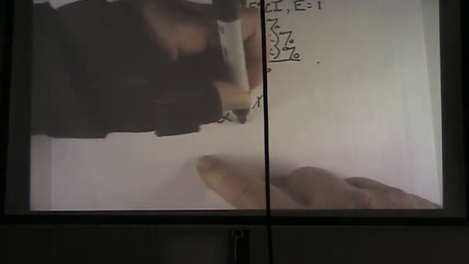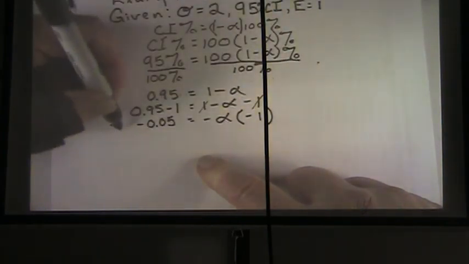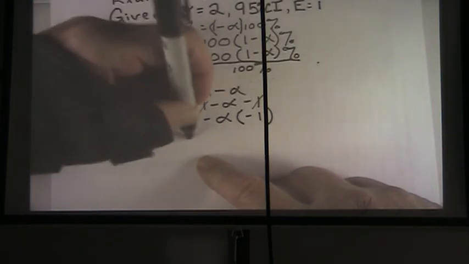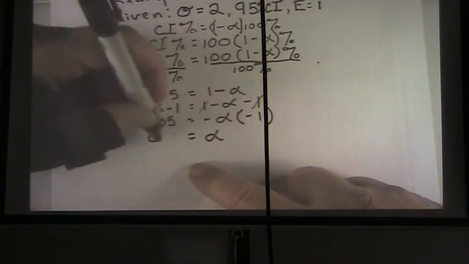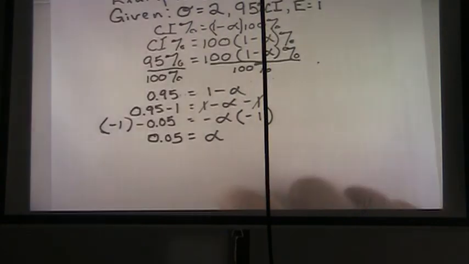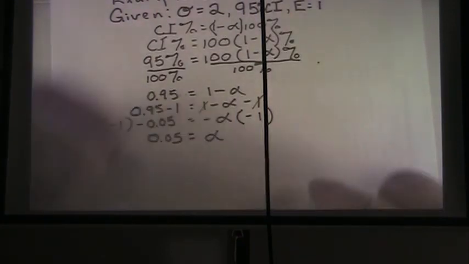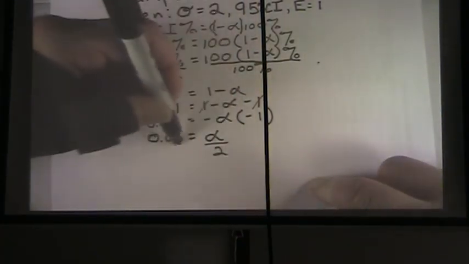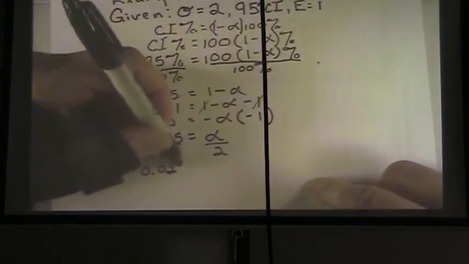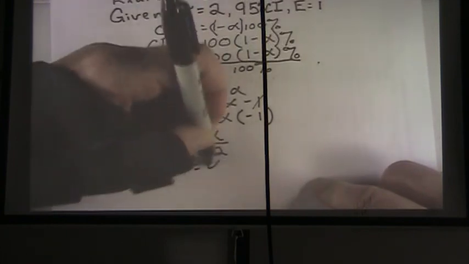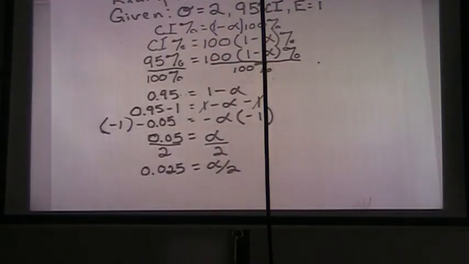I am then going to multiply both sides by -1, so we get alpha is equal to 0.05. Therefore, when I divide both sides by 2, I get 0.025 equals alpha divided by 2. All right, well, wasn't that an exciting calculation?